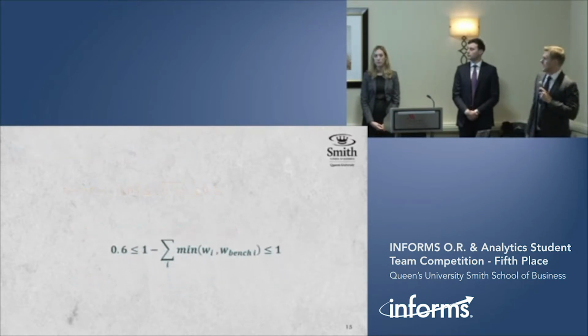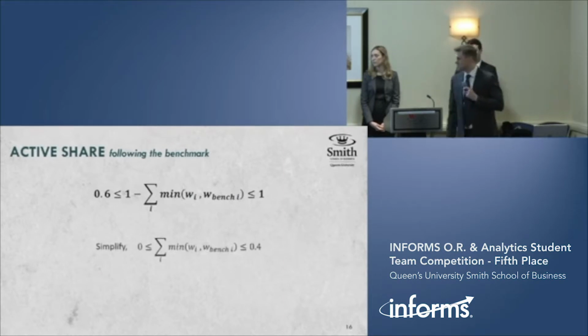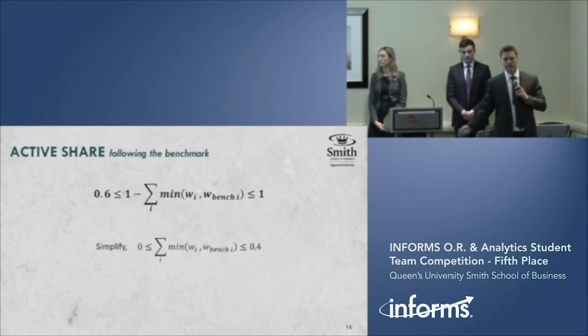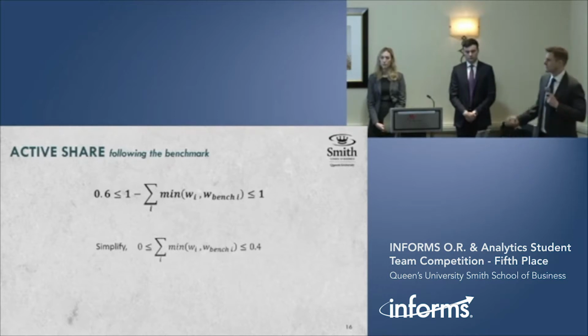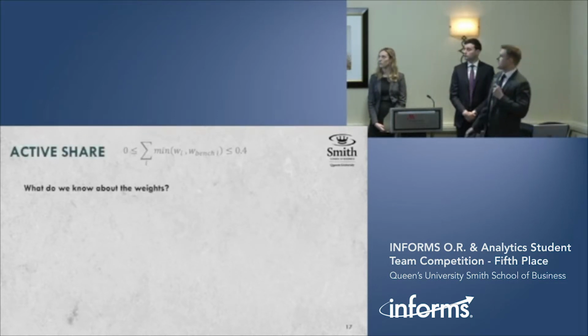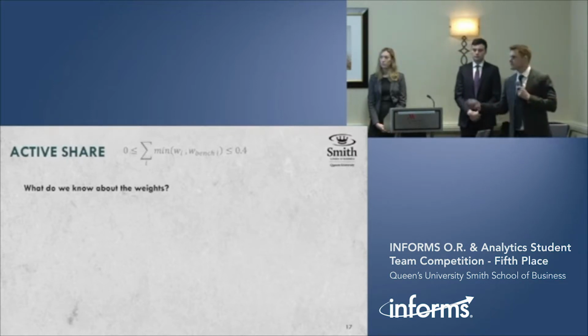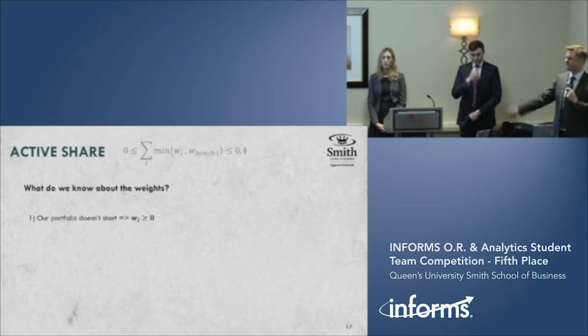Okay. Active share was the final one we had to deal with. And we started by, again, just simplifying the equation a little bit. We moved the 1 minus outside, and we get a new equation that looks like this. And we can see in that equation we have a minimum between the bench weight and our portfolio weight. So we asked ourselves, well, what do we know about those weights? Well, we know two things.